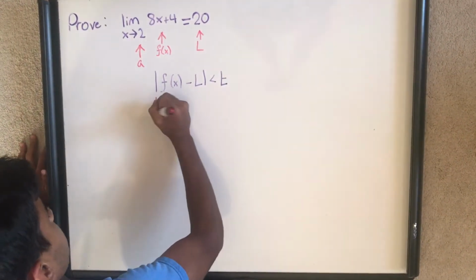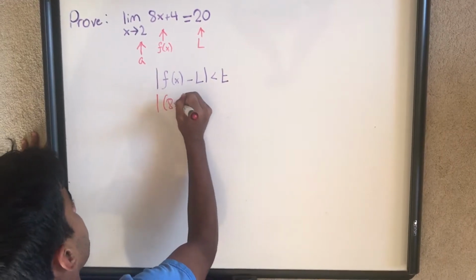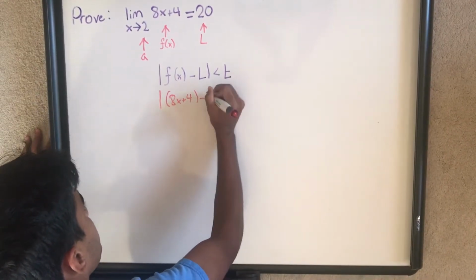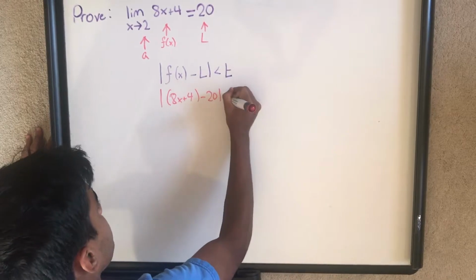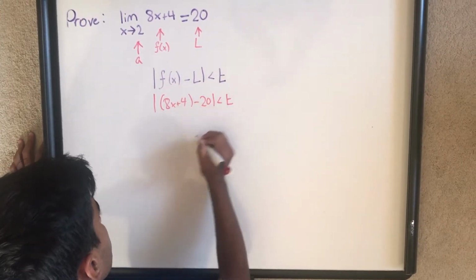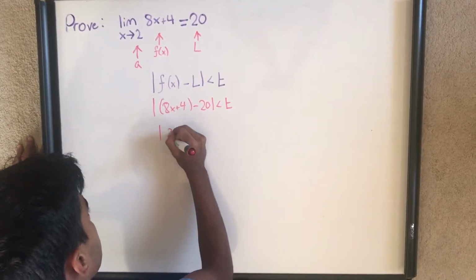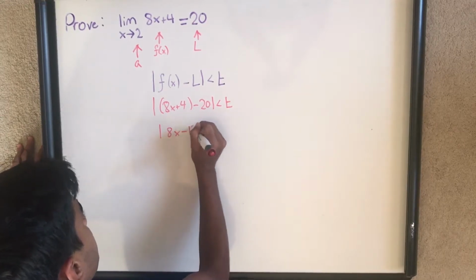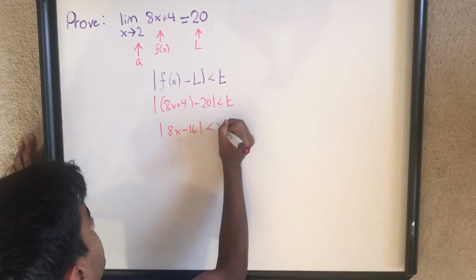So we're going to go ahead and plug in 8x plus 4 for f of x, and subtract 20 because of L. And that will be less than epsilon. So from here we can go ahead and combine the like terms. So we'll get the absolute value of 8x minus 16 is less than epsilon.